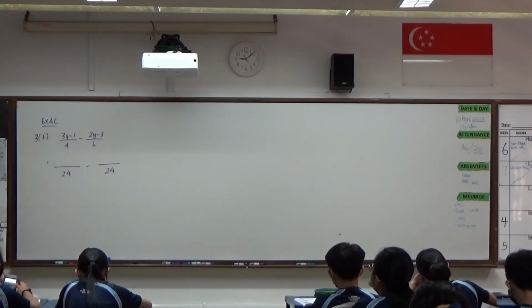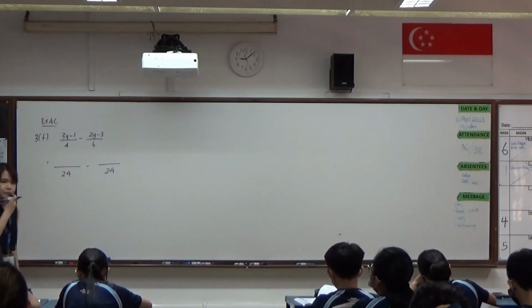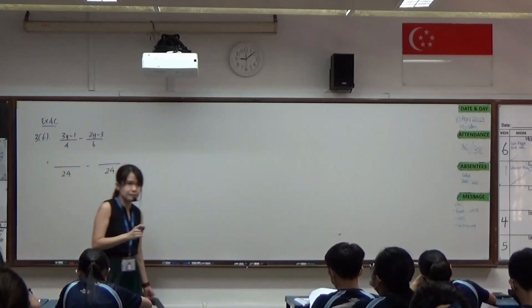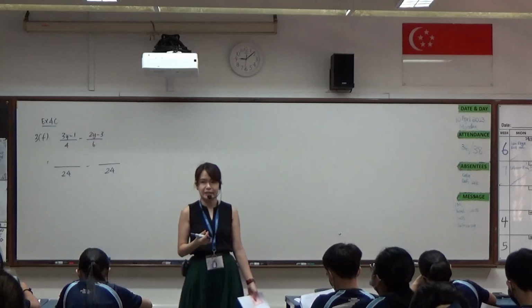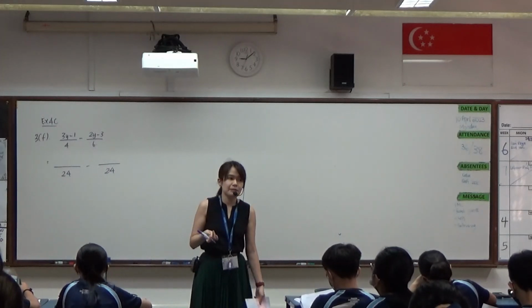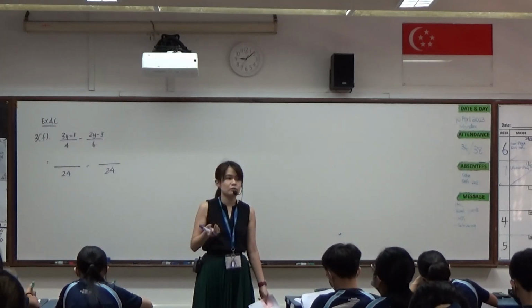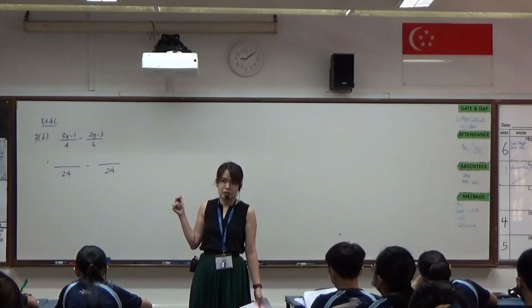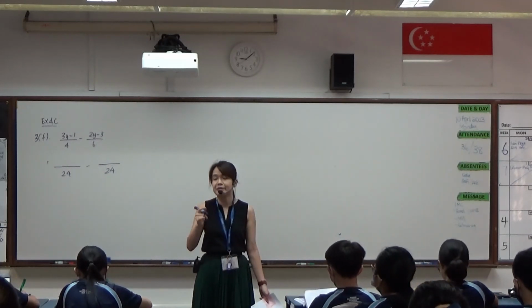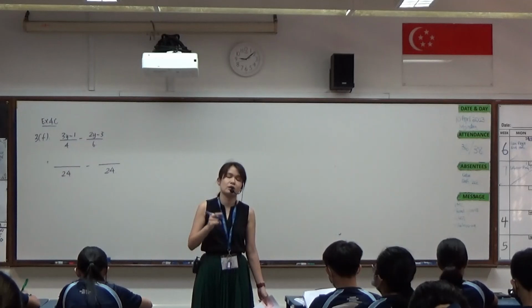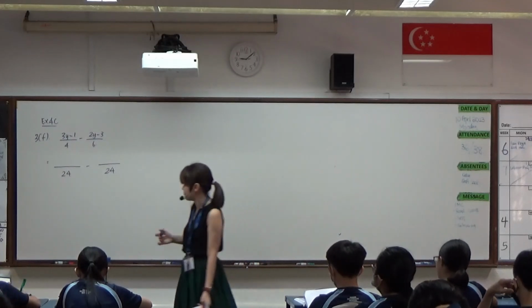While there is nothing wrong with choosing 24, there will come a problem when you go about simplifying. This may not be a mistake that you make, but I want everyone to pay attention and listen to this, so that you know how to overcome this problem if you see it during your test or when you're doing it yourself.